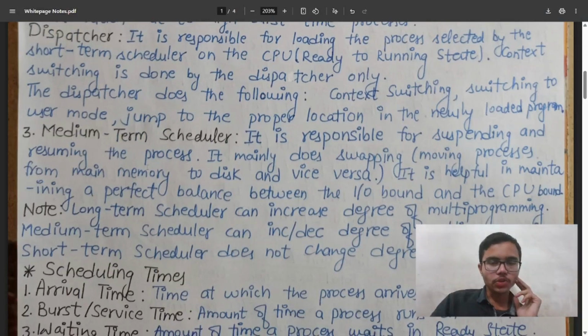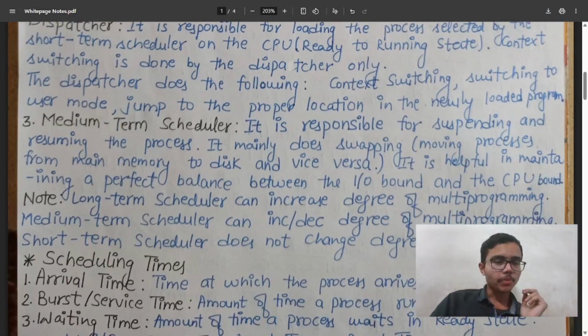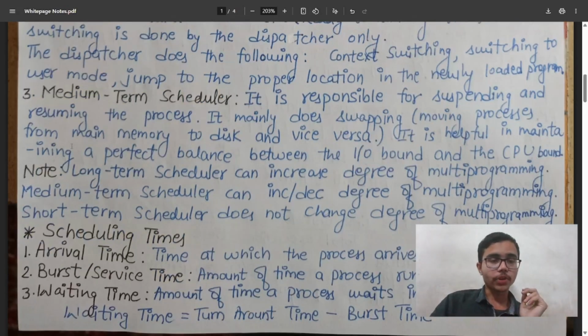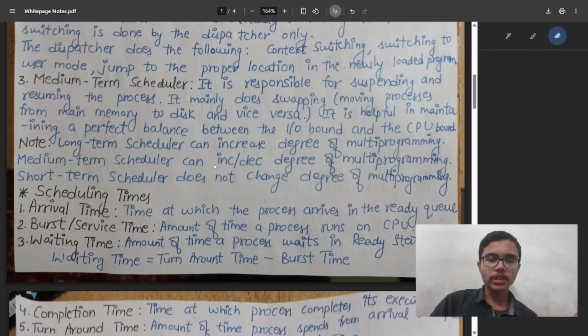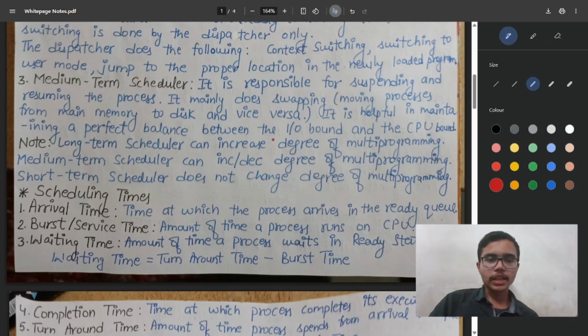Note, long term scheduler can increase the degree of multiprogramming. Medium term scheduler can, this is an important point. So the notes here are: long term scheduler increases the degree of multiprogramming. And medium term scheduler can increase or decrease the degree of multiprogramming. And short term scheduler does not change the degree of multiprogramming. So this is an important point.